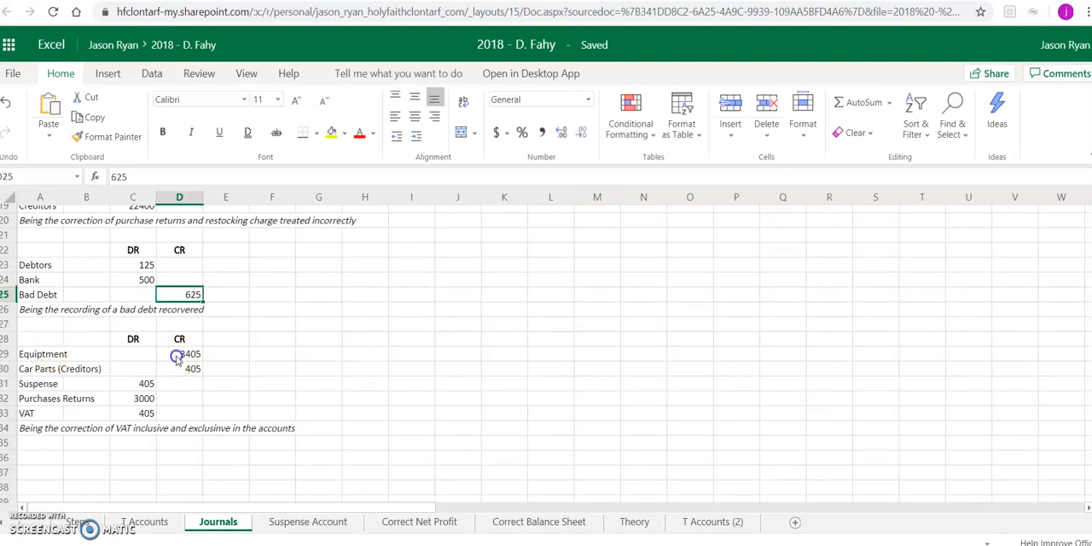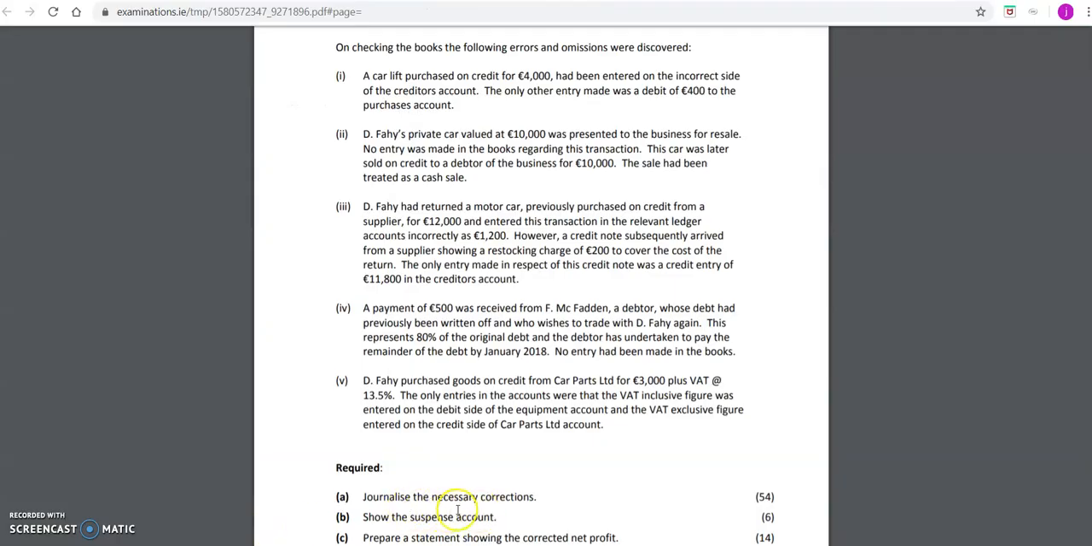Equipment, credit, 3,405. Car parts credit, 405. Suspense debit, 405. Purchase returns debit, 3,000. And VAT, 405. And then your narration then being the correction of VAT inclusive and exclusive in the accounts. So that's your journalized necessary corrections, and then show the suspense accounts.